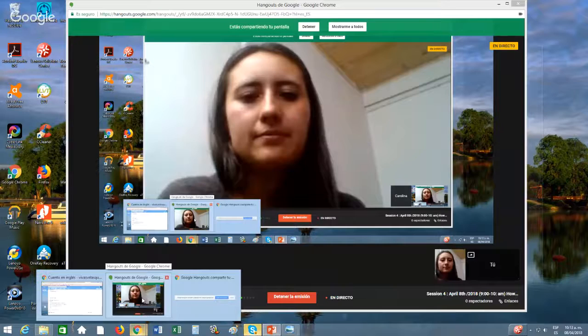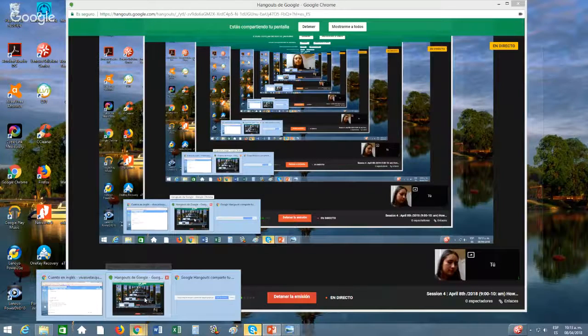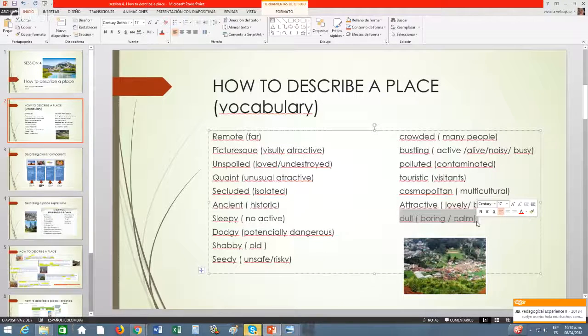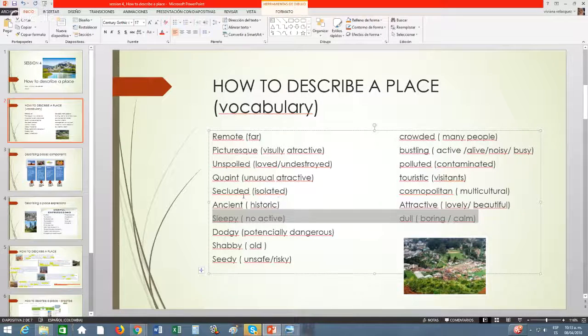Right, perfect. And finally, we got dull. Dull refers to a boring and calm place, right? In that case, we can say there is a synonym, sleepy, right? It is not an active place. There is nothing to do. That is a dull place.